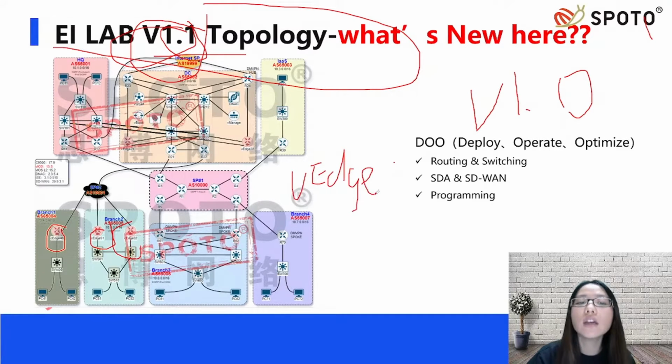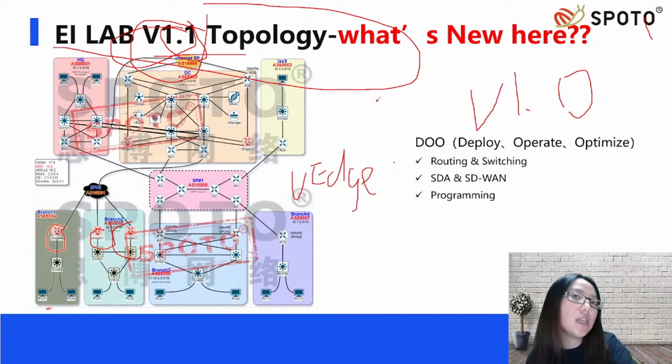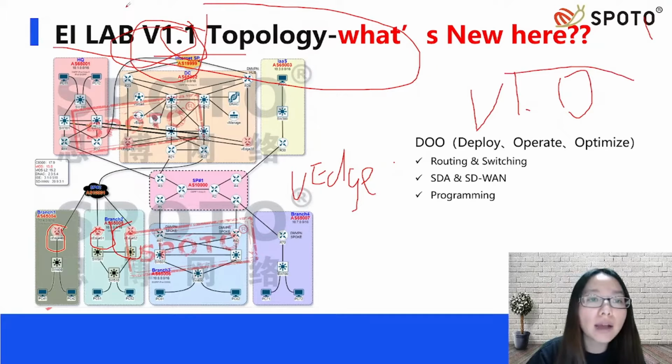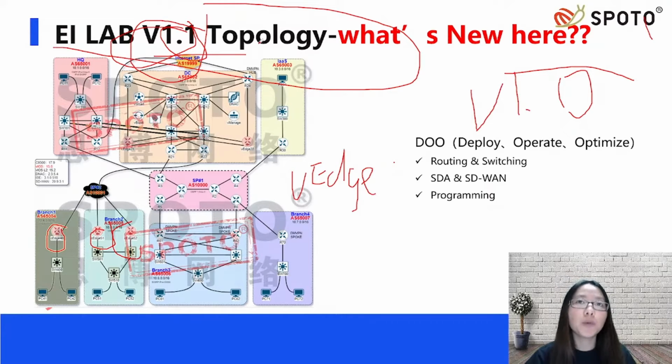So the topology is basically the same. If you have taken part in version 1.0, I can tell you version 1.1 is very simple for you. It's very simple to prepare for the new version. Let me introduce it in detail. So let's briefly look at some of the requirements of the new version.